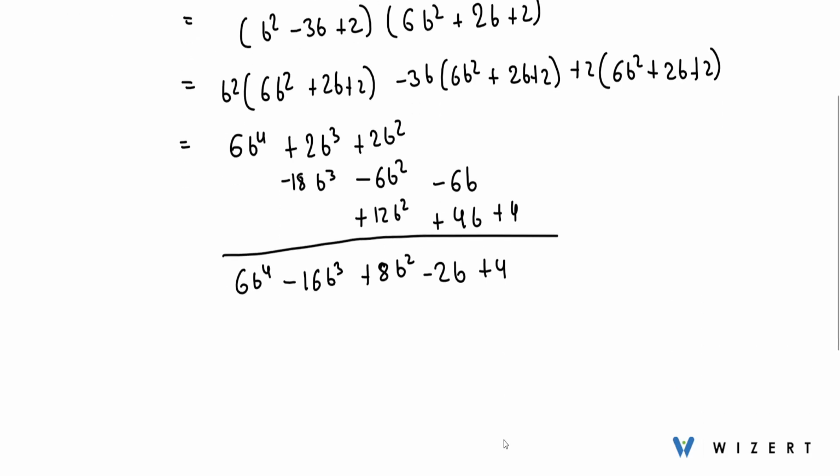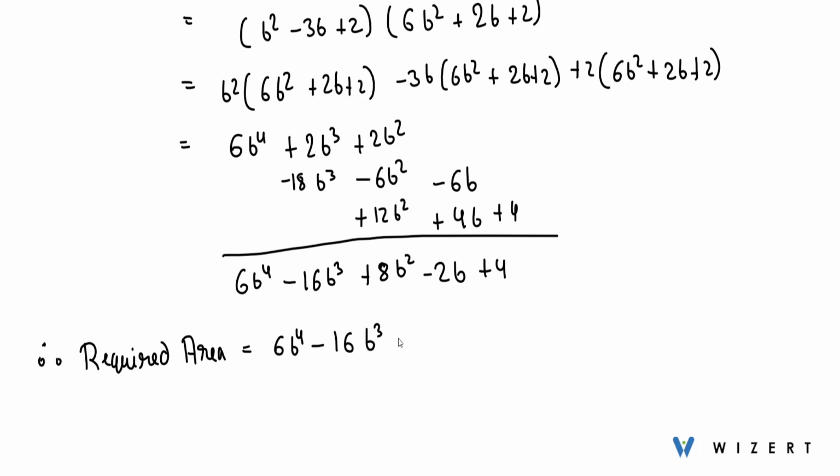Therefore area, or rather we can say required area, will be equal to 6b raised to the power 4 minus 16b cube plus 8b square minus 2b plus 4. So this will be our required final answer.